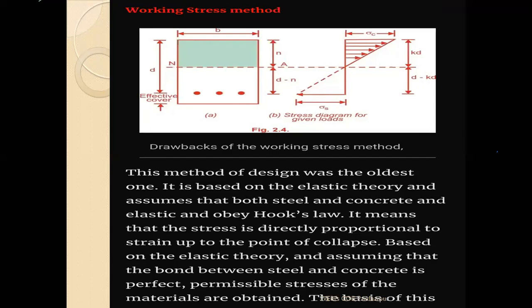But in limit state, do you know why it gives less? In limit state, there are different factors of safety for different types of loads, and limit state takes into account the actual stress which is present at the breaking point, which is not taken into consideration while doing the design by the working stress method.